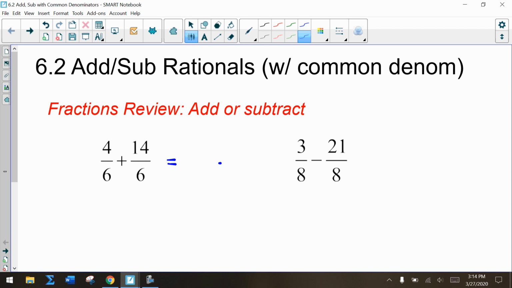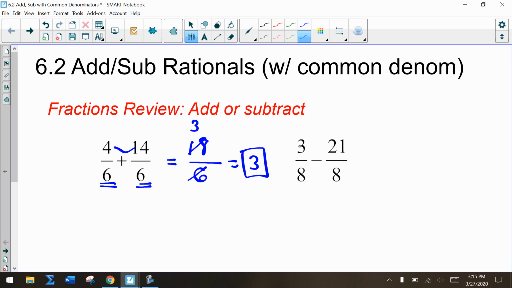So when we add, we keep the denominator, and then we add the numerator. So we have 4 plus 14 gives us 18, and then we can reduce this to 3. Okay. So at the end, once we have a numerator over denominator, we can reduce. But the key part here is this common denominator, and then we have to add those numerators.